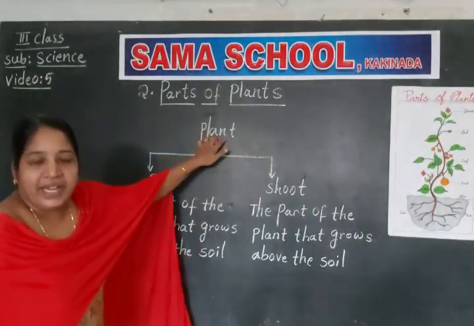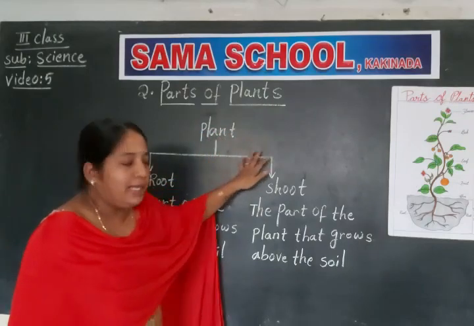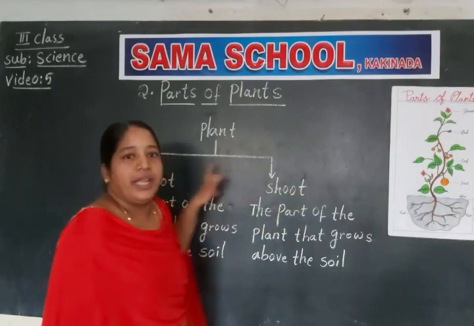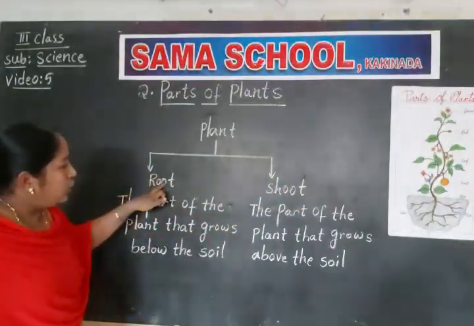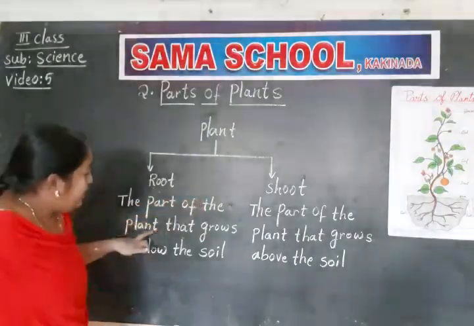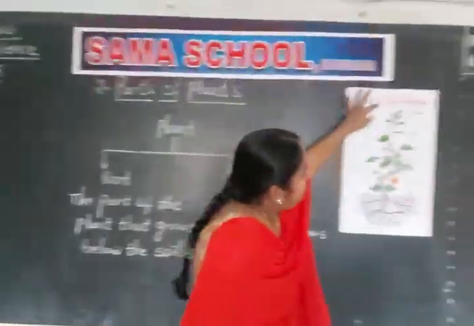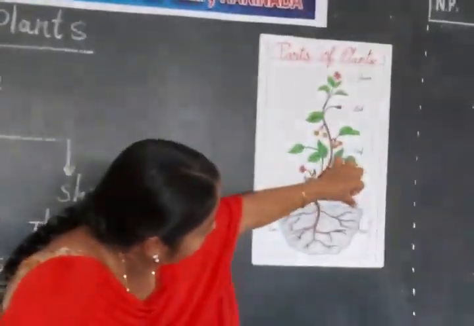A plant is mainly divided into how many parts, children? Two parts. What are the two parts of a plant? One is the root part and the other one is the shoot part. What is root? The part of the plant that grows below the soil. Once see the picture of the plant. So, this part.